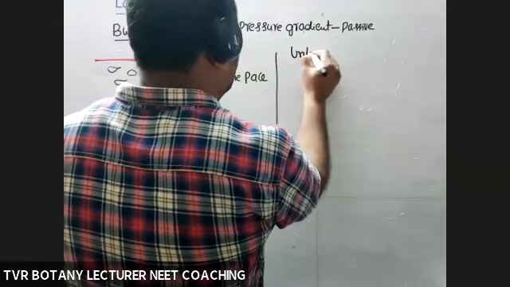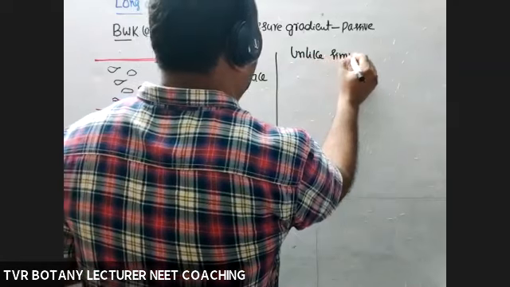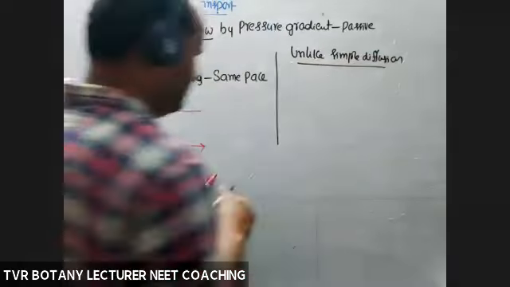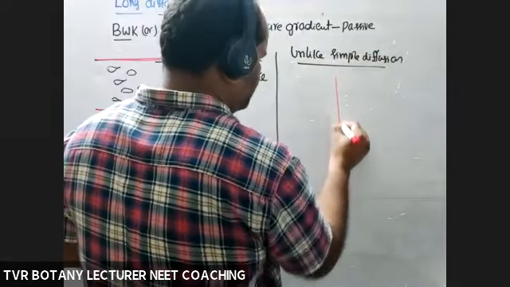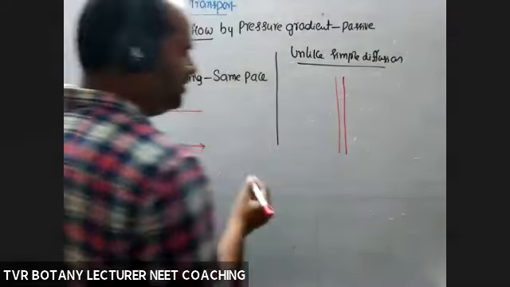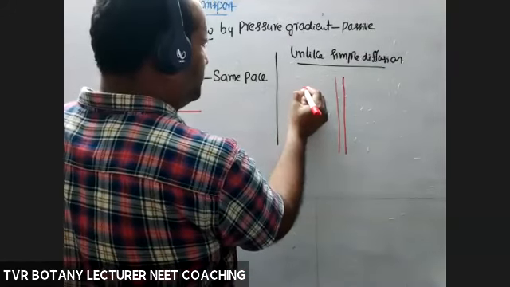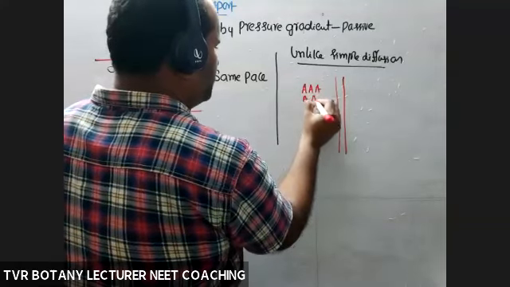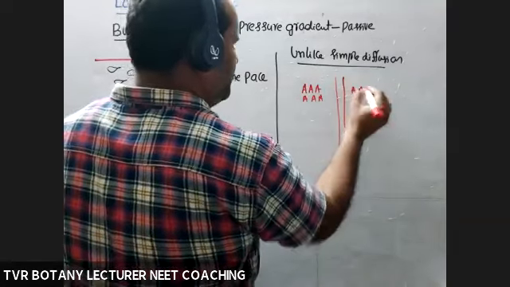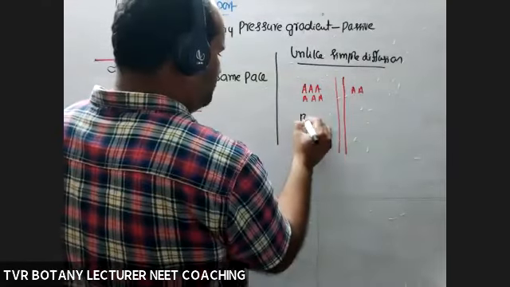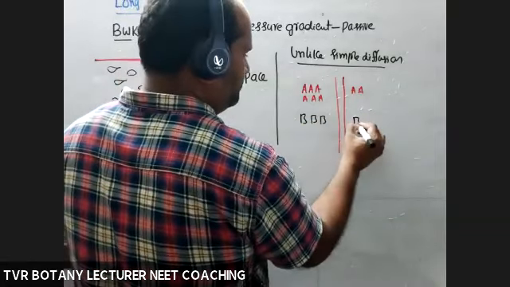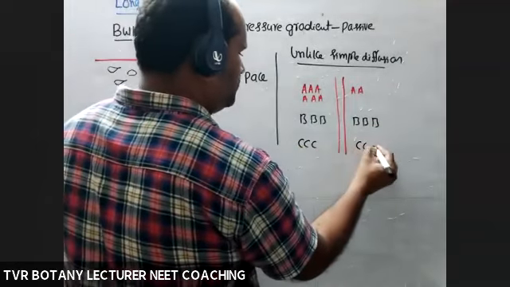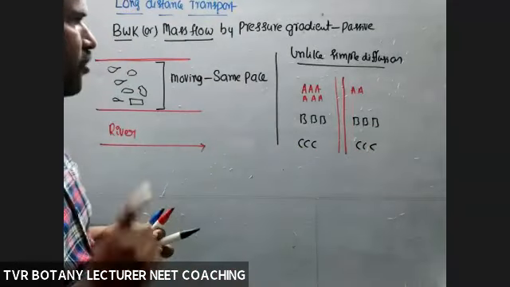Unlike this one, unlike a simple diffusion. What is simple diffusion? It is not en masse. For example, here I'm taking a membrane. Okay, so this is substrate molecules. For example, A type of substrate, more number of substrate molecules here. Here, fewer A type of substrates. B type of substrates, B. Okay, C also equal. So now go back to simple diffusion.